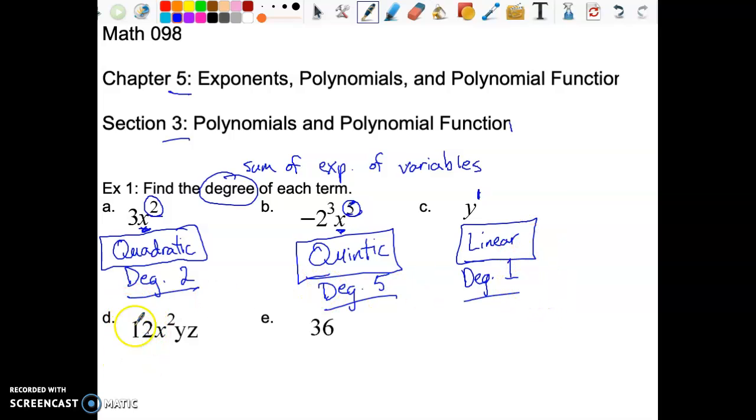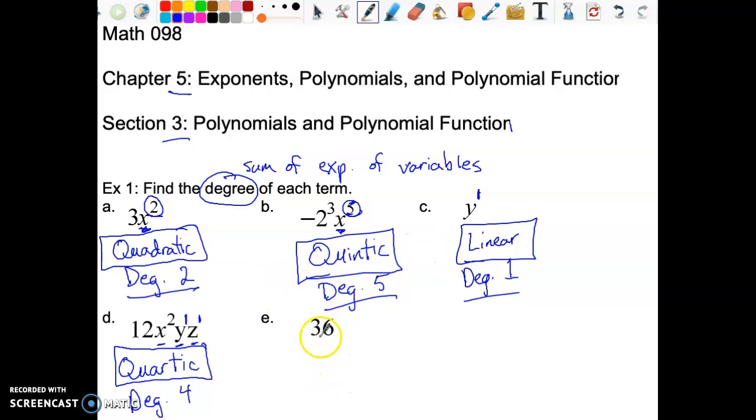So again, we ignore the 12 in letter D. We look at the x, the y, and the z. We look at all of those, and we add those degrees together. So this degree is 4, and for the fancy word, it's quartic. A 4th degree polynomial is called a quartic. 4 quarters make $1. It's easy to remember. 4 quarts make a gallon.